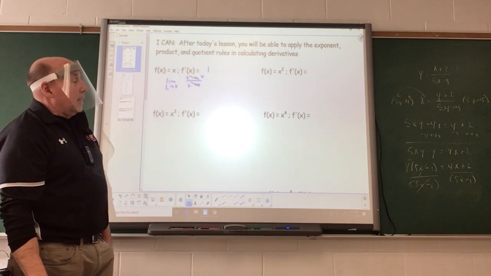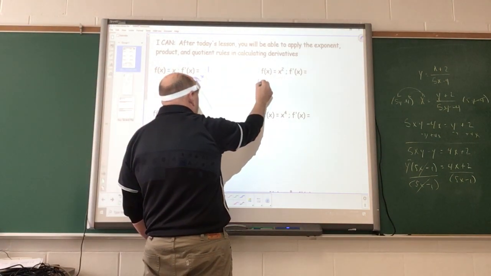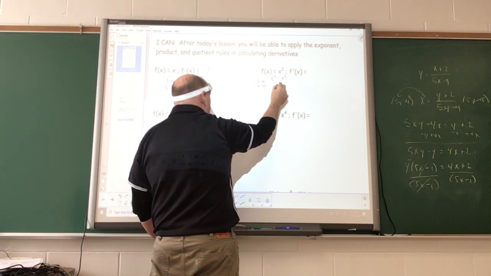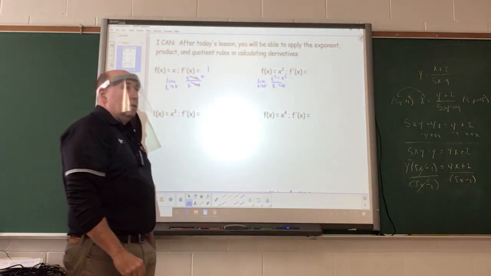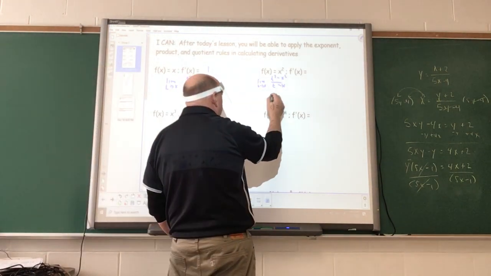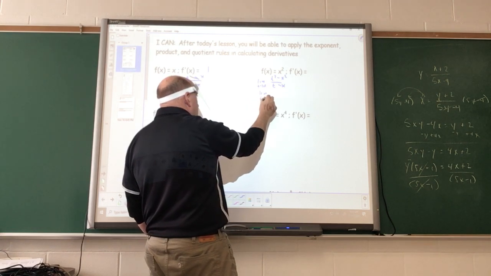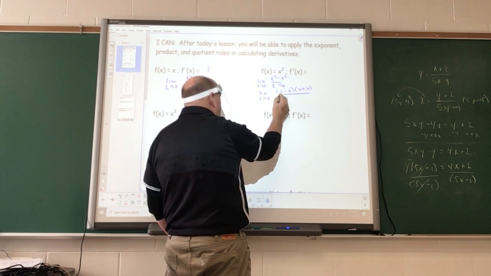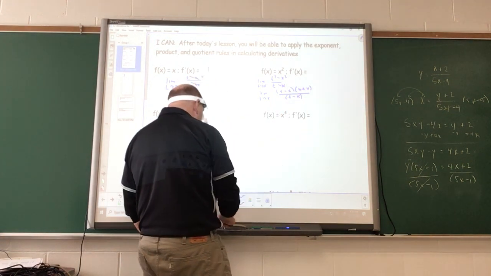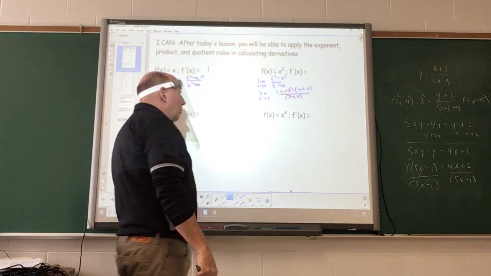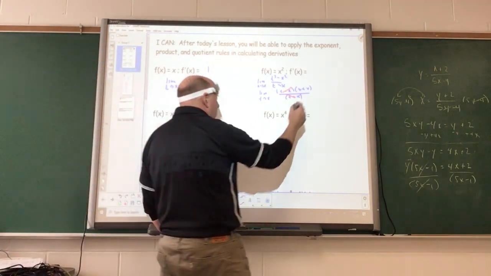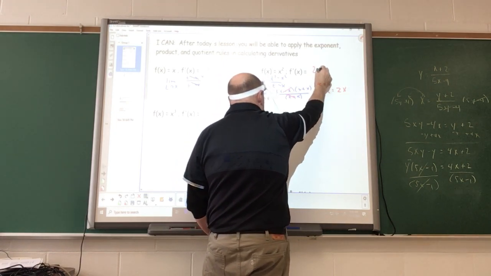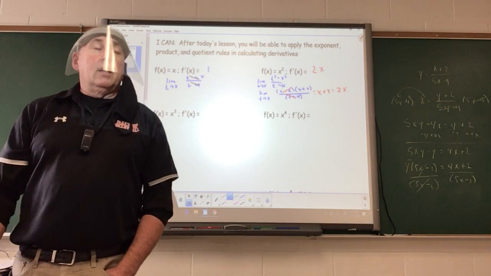If we take a look at x squared, we take the limit as t is approaching x of f of t, which is t squared minus x squared over t minus x. The top will factor: t minus x, t plus x, over t minus x. The t minus x's, they cancel. We put in the value of x for t, we're left with x plus x, which is 2x. So if I take the derivative of x squared, I get 2x.